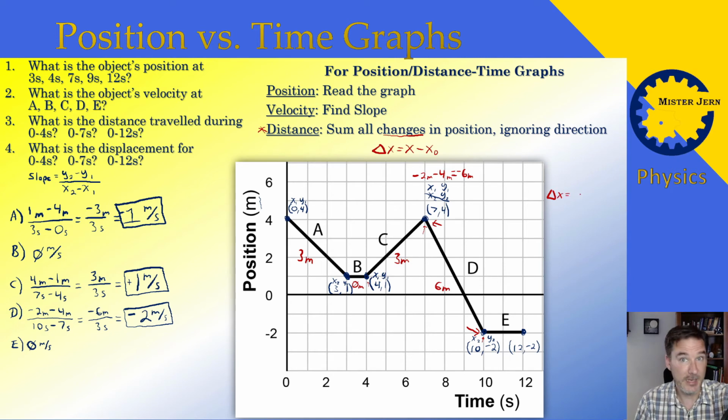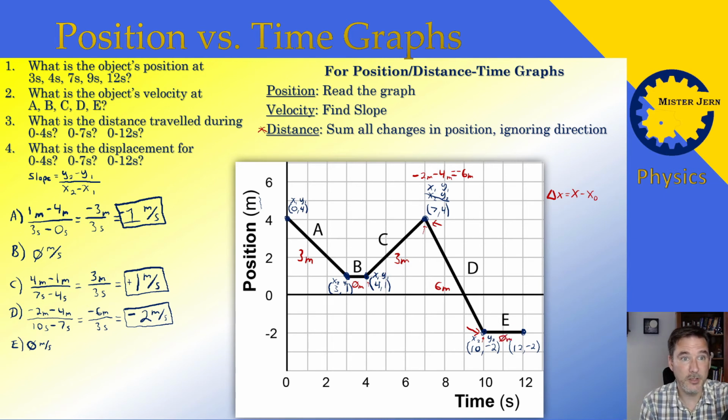How do you find the change in anything, specifically position? Well, x minus x naught, or it's basically where you are minus where you were. That's what it's saying here: where you ended up minus where you started from. And this last one, once again, is going to be 0 meters. It didn't change at all.